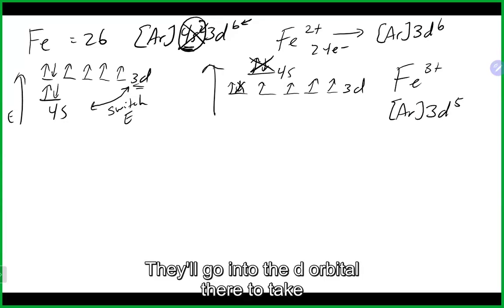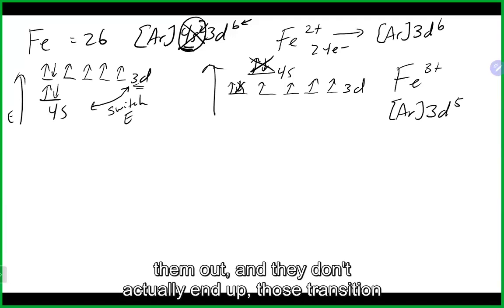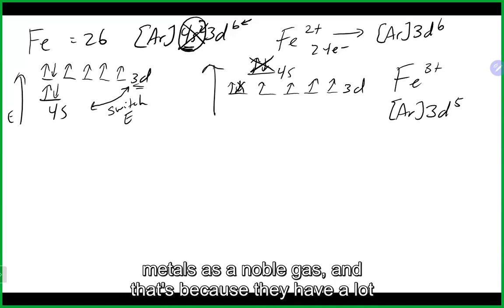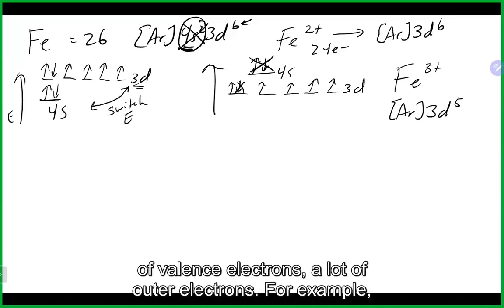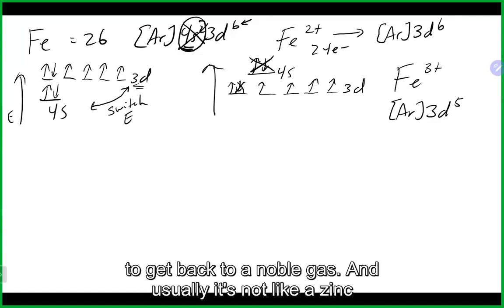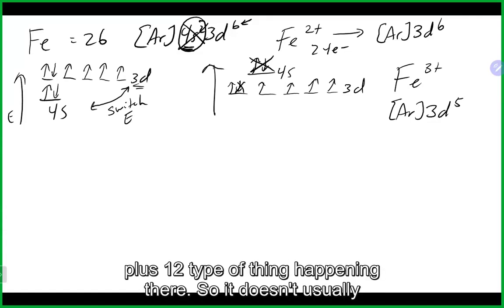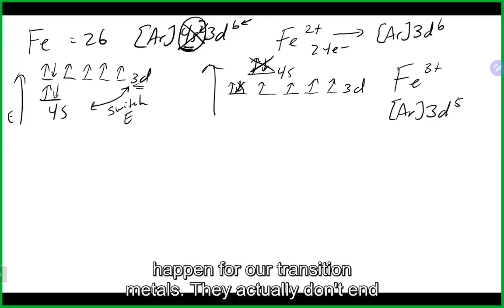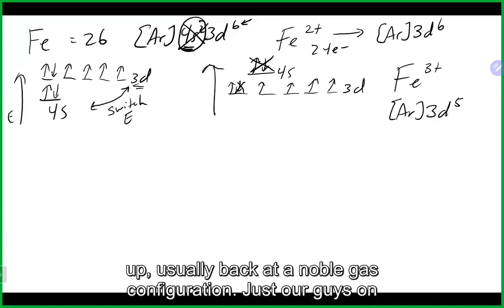They'll go into the d orbital there to take them out. And those transition metals don't actually end up as a noble gas, because they have a lot of valence electrons, a lot of outer electrons. For example, zinc would have to knock off about 12 electrons to get back to a noble gas, and usually it's not like a zinc +12 type of thing happening. So it doesn't usually happen for our transition metals. They usually don't end up back at a noble gas configuration.